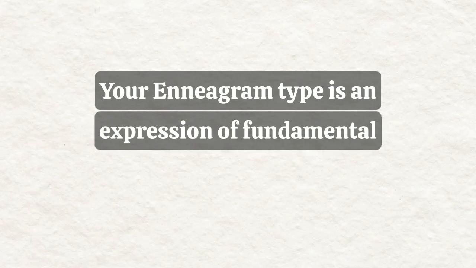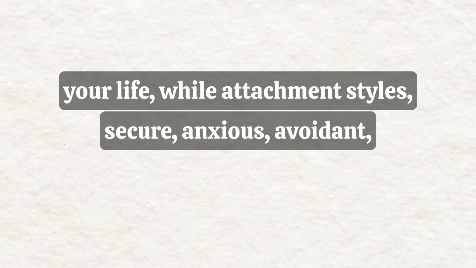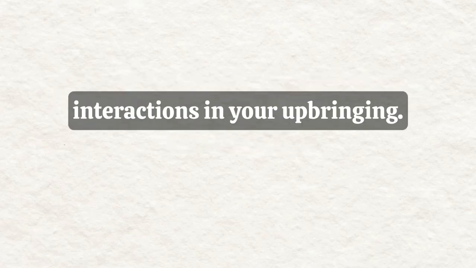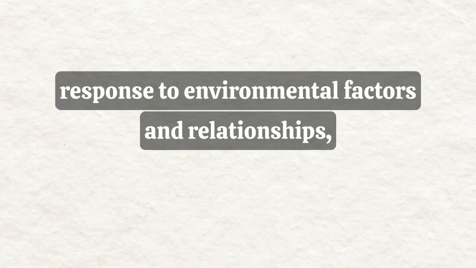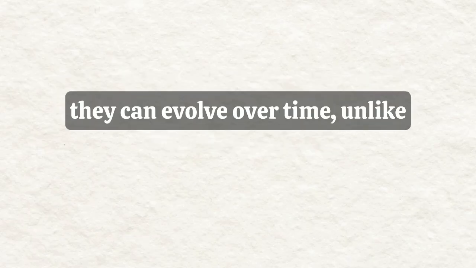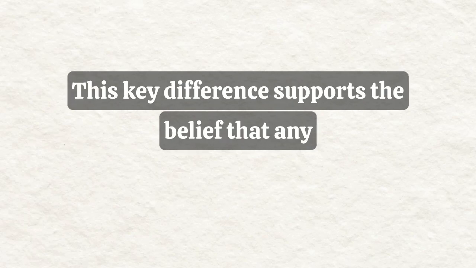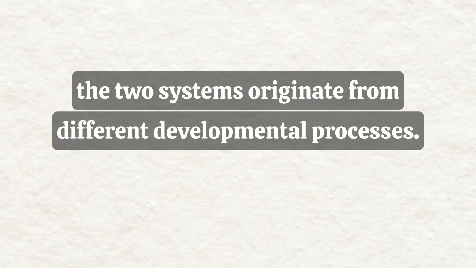Your Enneagram type is an expression of fundamental desires, fears, and motivations that remain consistent throughout your life, while attachment styles, secure, anxious, avoidant, or disorganized, are formed through the bonds and interactions in your upbringing. Since attachment styles develop in response to environmental factors and relationships, they can evolve over time, unlike your Enneagram type, which remains fixed. This key difference supports the belief that any Enneagram type can have any attachment style, as the two systems originate from different developmental processes.